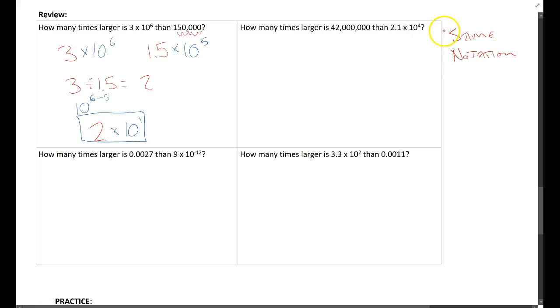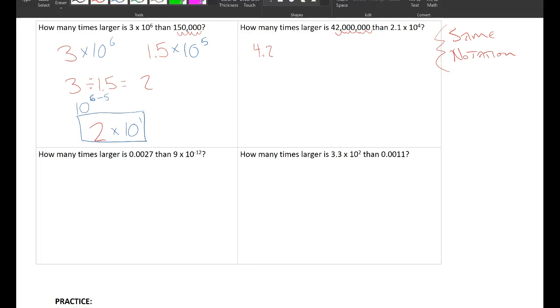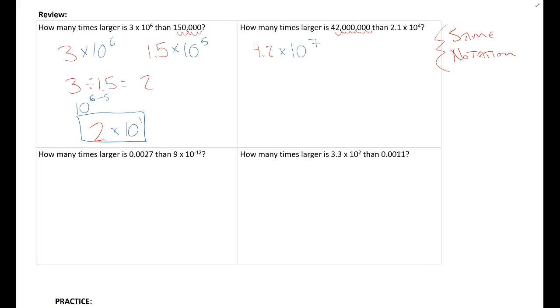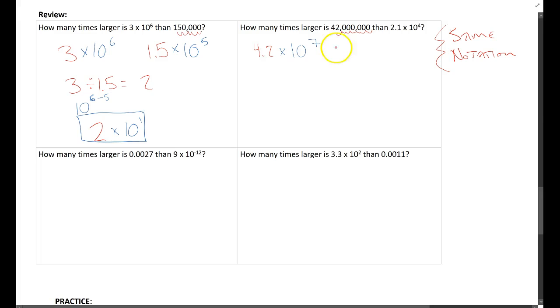I'm going to put both into same notation, which means that they both need to be in scientific notation. I go 1, 2, 3, 4, 5, 6, 7, and I get 4.2 times 10 to the 7, and I get 2.1 times 10 to the 4.